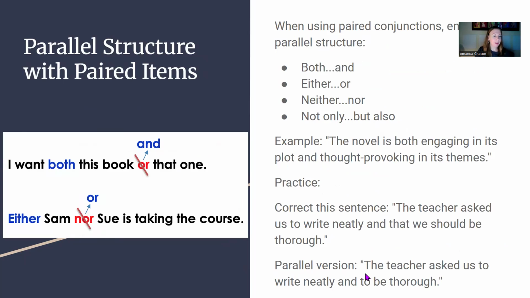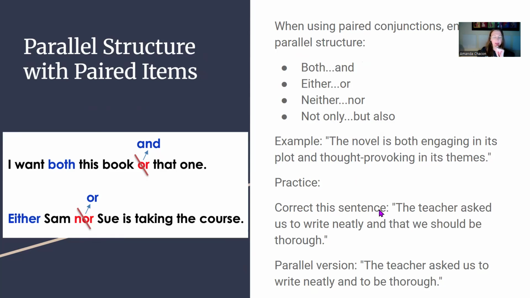Parallel structure with paired items. So this is the either/or, the both/and. We don't want to mix them up. It could be both/and, either/or, neither/nor, not only/but also. So you cannot mix those up. It might be nice to put some little note cards where it says "not only..." but also, so that you know if you say not only, there also needs to be a but also somewhere in there. An example is: the novel is both engaging in its plot and thought-provoking in its themes.